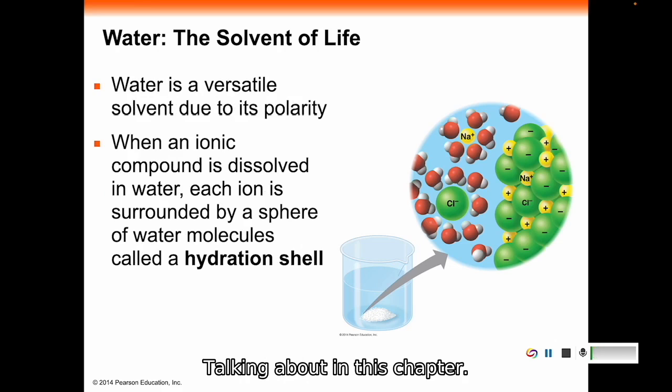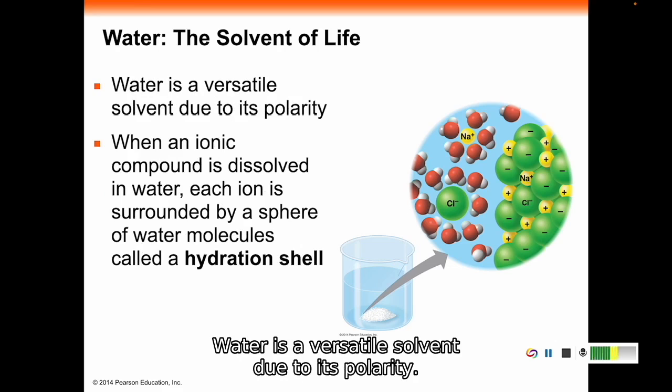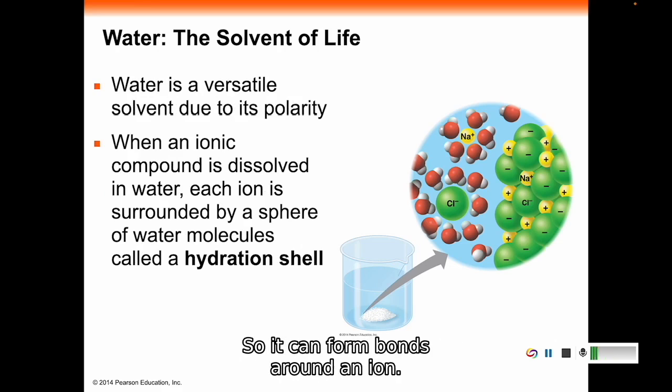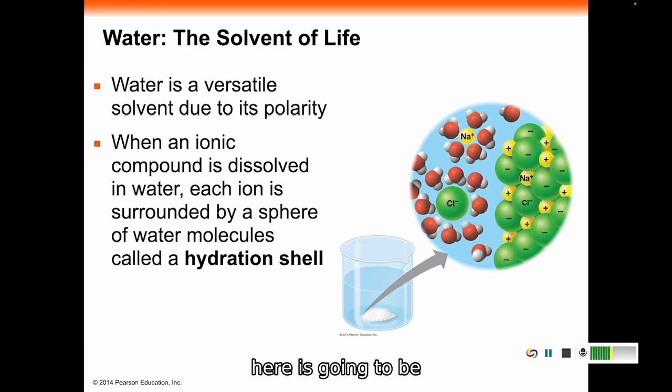Water is a versatile solvent due to its polarity. So it can form bonds around an ion. This negatively charged chlorine ion here is going to be attracted to the partial positives in the hydrogen ends of water molecules.